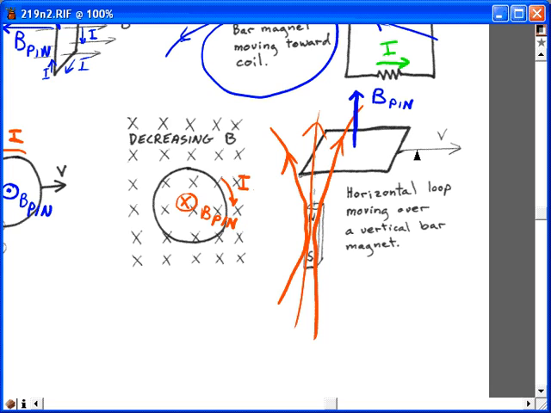Cup the right hand, stick the thumb out, thumb pointing up, and I see that the fingers curl around in this direction. So the current is in this direction, counterclockwise.